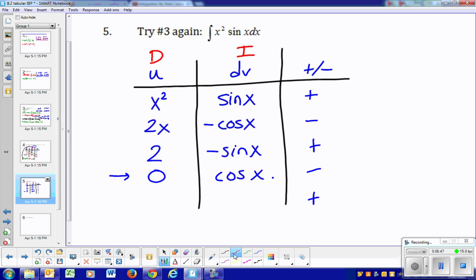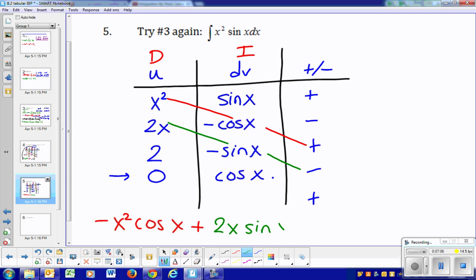All right, now we do diagonals. So we go right through here, and we multiply those together, and we would get negative x squared cosine of x. Then our next diagonal would give us positive 2x sine of x. And our next diagonal would give us positive 2 cosine of x. If we did another diagonal, it would zero out. So this is time to write plus C. Compare that to problem 3. We got the same answer, but I do think this is easier. It doesn't maybe show the math quite as much, but sometimes a gimmick is a nice thing.